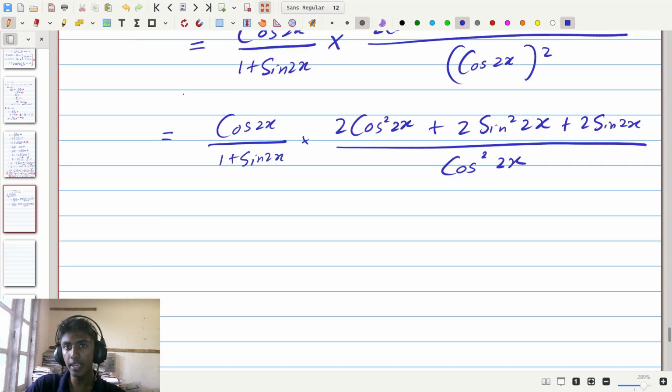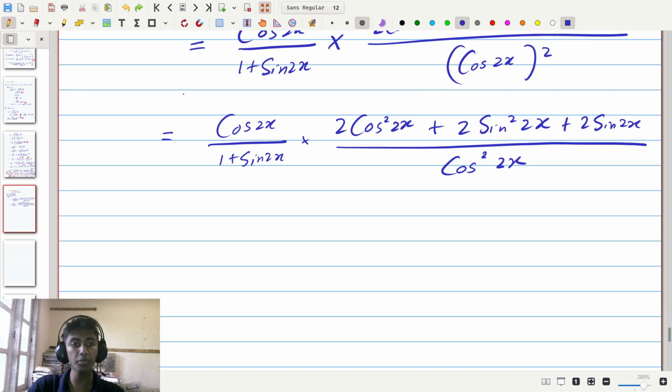Now, here we can see we have 2 times the cosine squared of 2x and 2 times the sine squared of 2x. As we know, sine squared of any angle plus cosine squared of that same angle is equal to 1. Therefore, cosine squared plus sine squared would be equal to 1, but then we have 2 times cosine squared plus 2 times sine squared, so this whole component here is equal to 2.